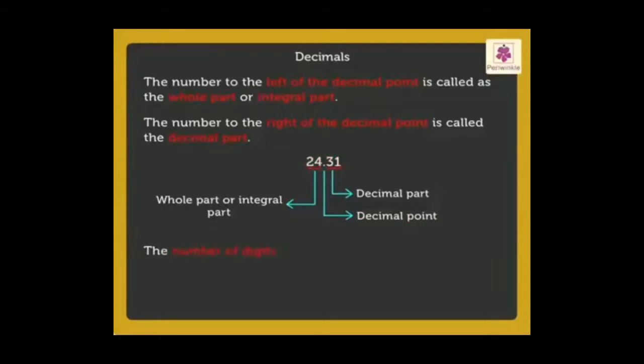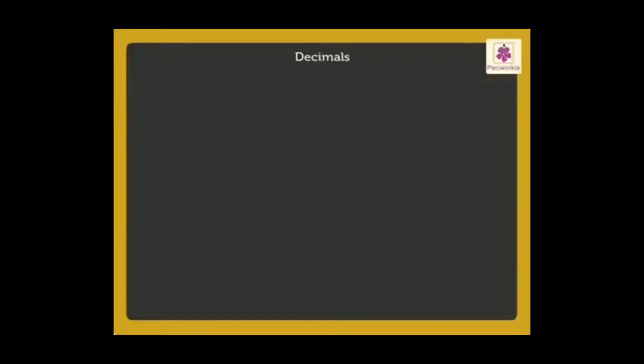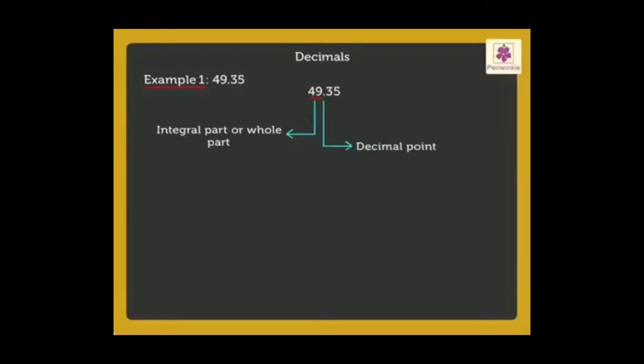The number of digits after the decimal point is called the number of decimal places. There are 2 decimal places in 24.31. Now, let's look at a few examples. 49.35. 49 is the integral part. The dot in between 49 and 35 is the decimal point. 35 is the decimal part.